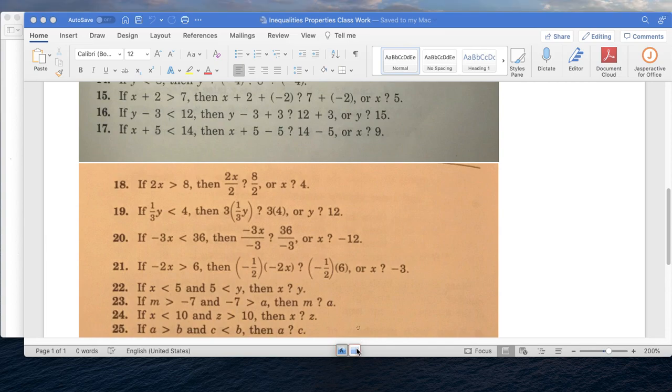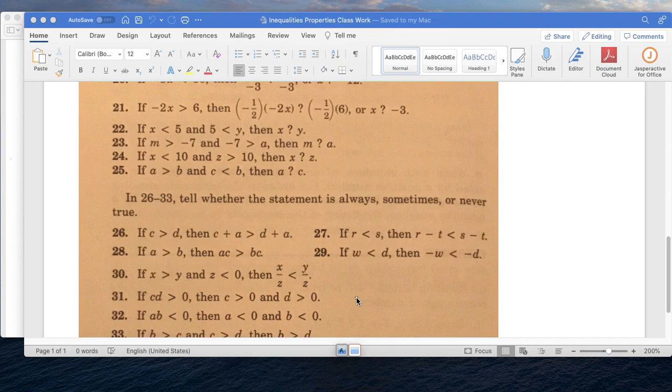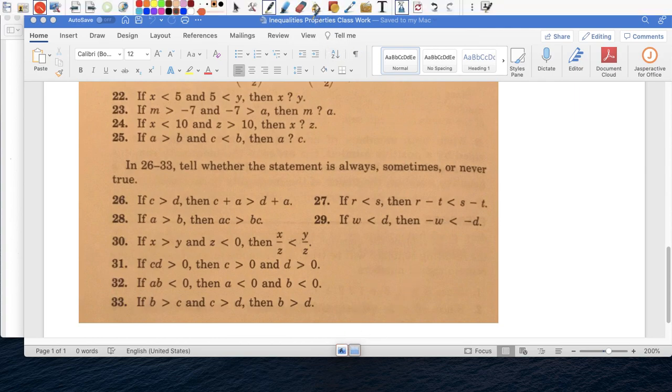Is there more? Oh, there is more. 26. Determine whether the statement is always, sometimes, or never true. Oh, I love these questions. 6. If C is greater than D, then C plus A is greater than D plus A.